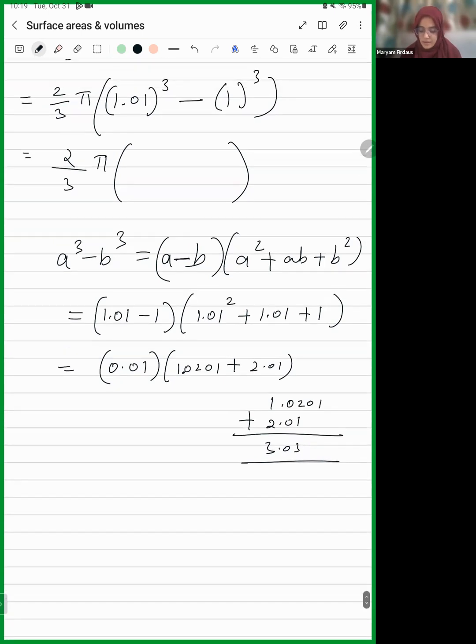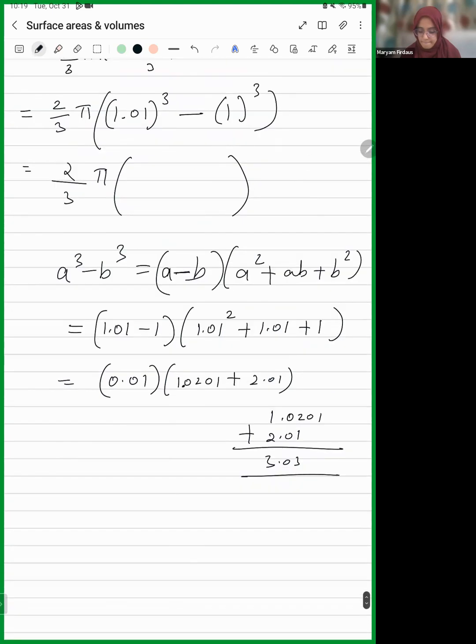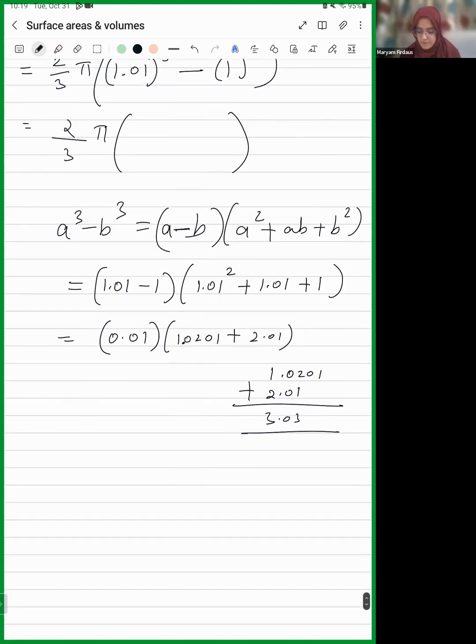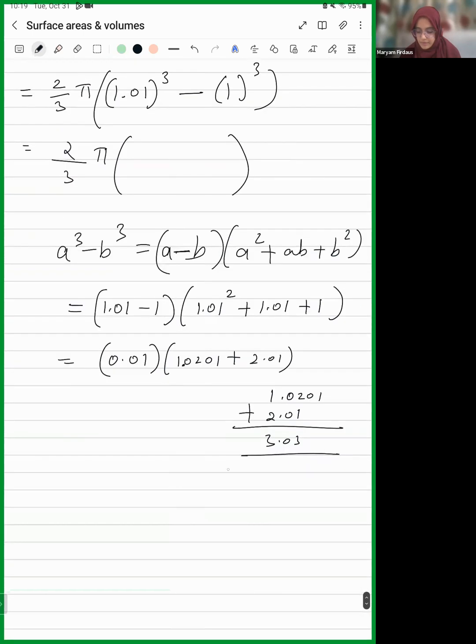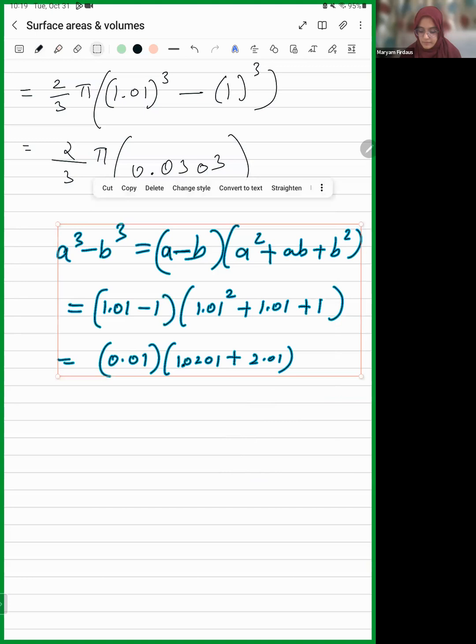Okay, and multiplied with 0.01. So 2 decimal places, 1, 2, 1, 2. So 0.0303. Yes.